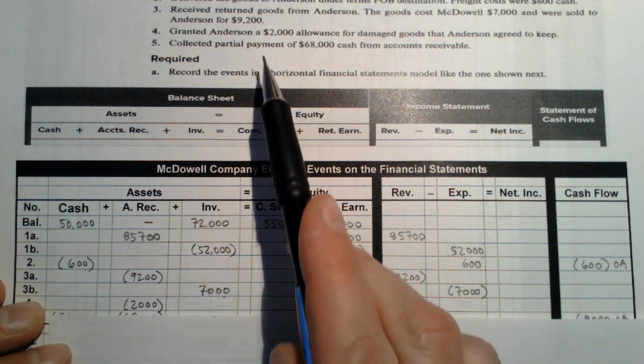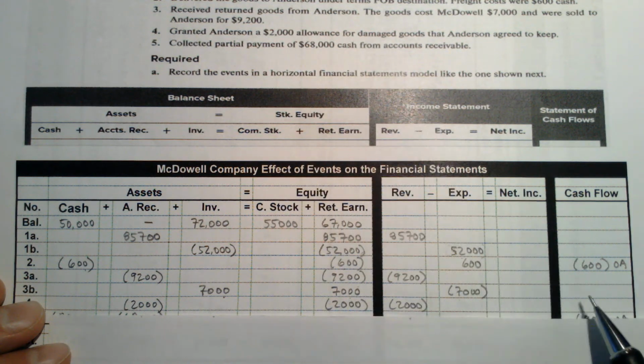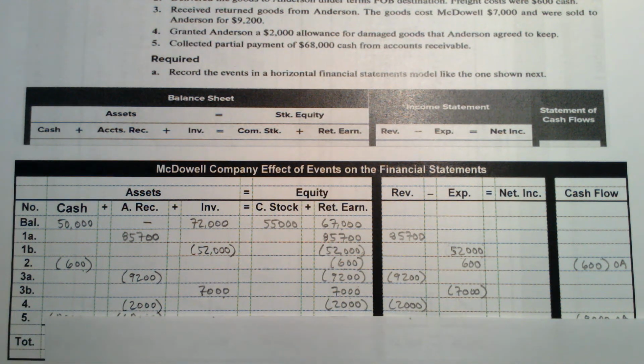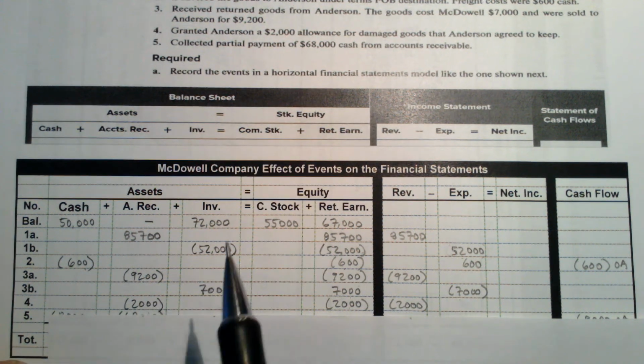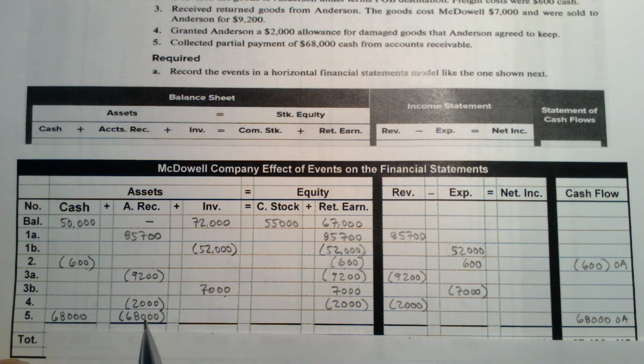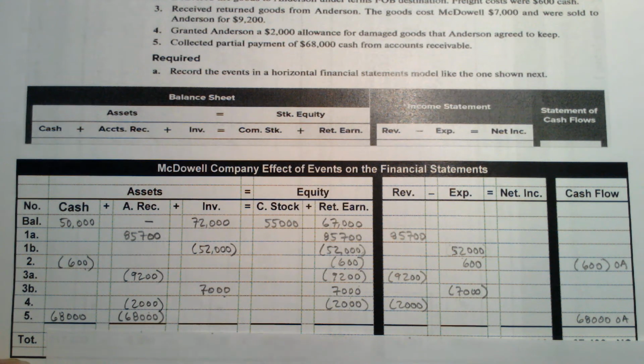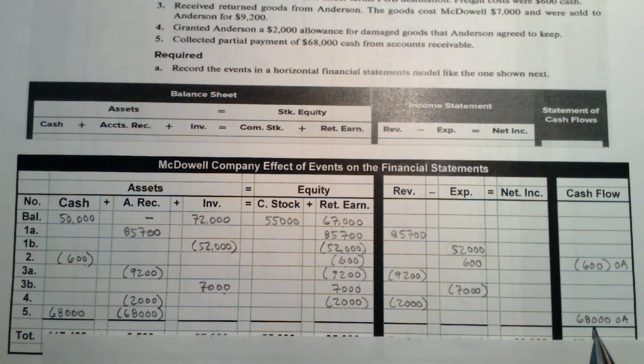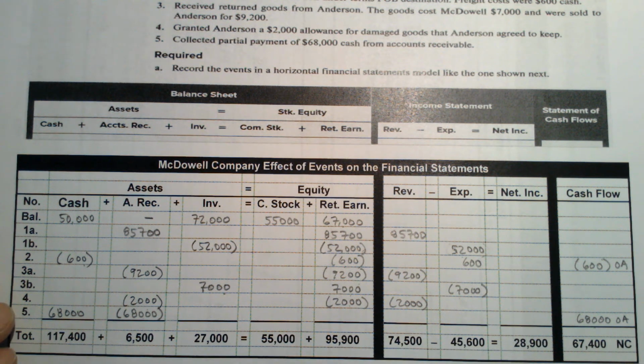And then it says granted Anderson a $2,000 allowance for damaged goods. So some of the stuff was bad, but they agreed to keep it and rework it. So in that case, I reduce accounts receivable and reduce retained earnings, reduce my sales, but I don't do the inventory side of that transaction because I didn't get the goods back. Then we collected a partial payment of $68,000 in cash, so cash goes up, accounts receivable goes down, an asset exchange transaction, and I've got 68,000 of inflow for operating activity, and everything is totaled there.